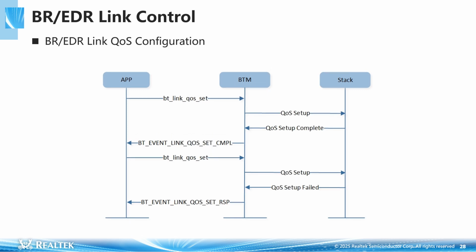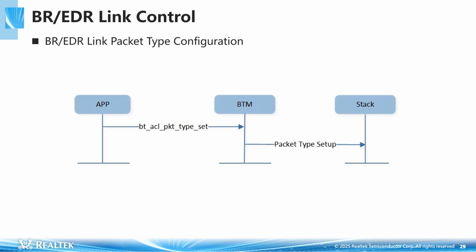As shown in the figure, the user can call BT link QoS set API to configure link QoS. If the QoS configuration process succeeds, the application will receive BT event link QoS set CMPL event. Otherwise, the application will receive BT event link QoS set RSP event. As shown in the figure, the application can configure using specific packet types for link communication.